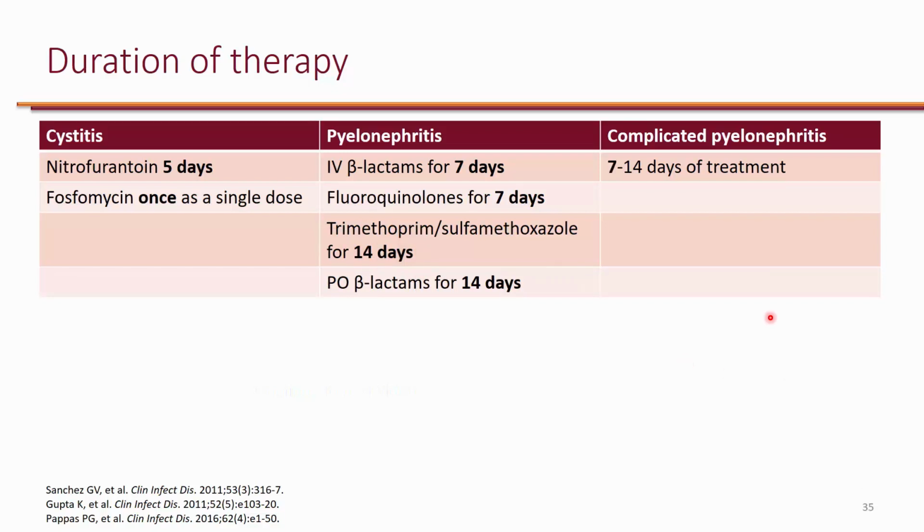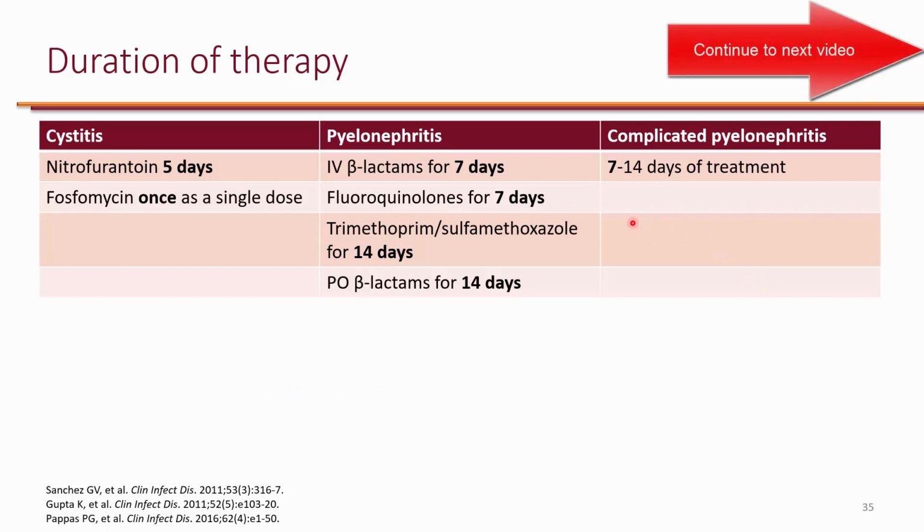With complicated pyelonephritis, we do not have clinical practice guidelines. So in general, most clinicians agree on 7 to 14 days of treatment. However, there is clinical evidence that 7 days of treatment is sufficient for most patients with complicated pyelonephritis. So I would recommend 7 days of treatment for complicated pyelonephritis.